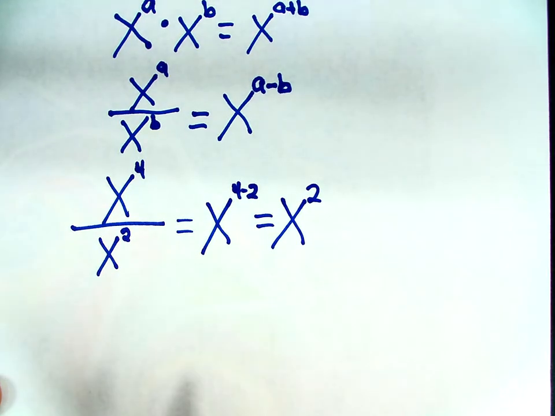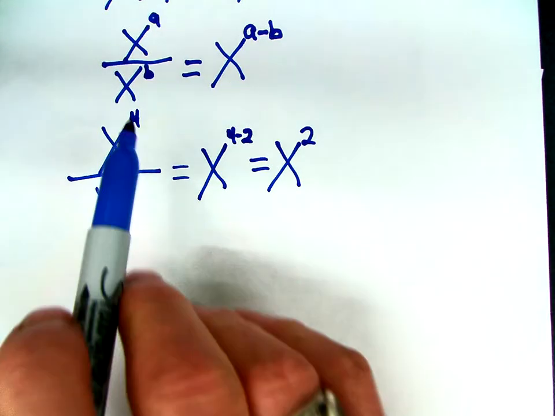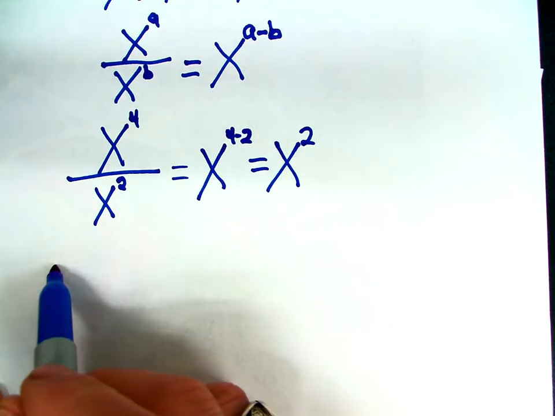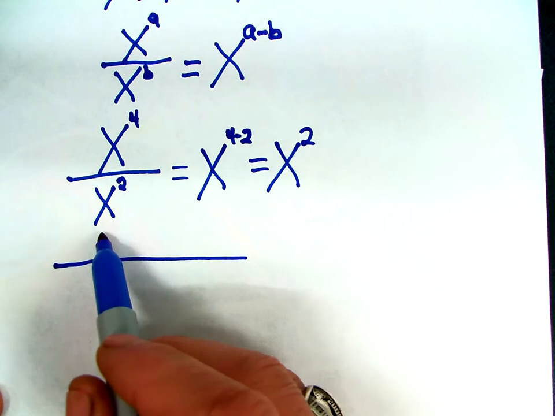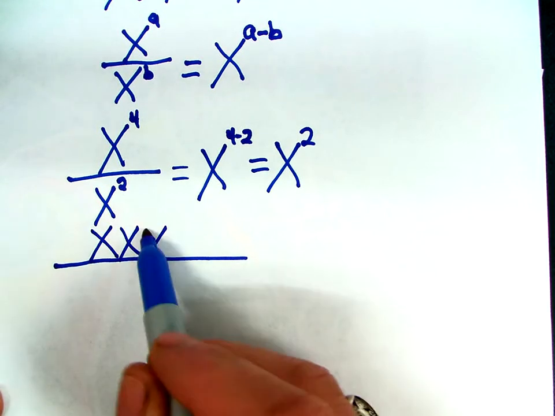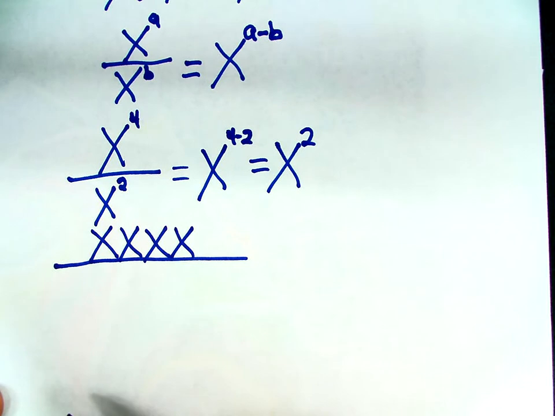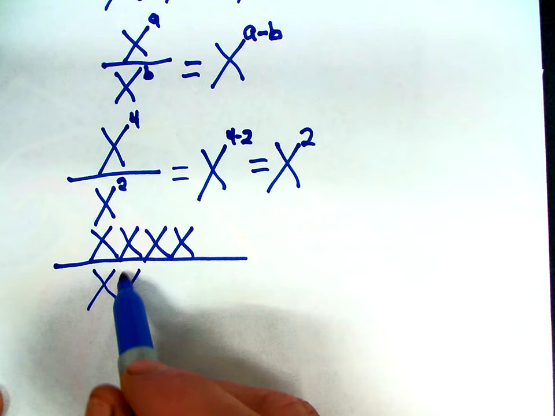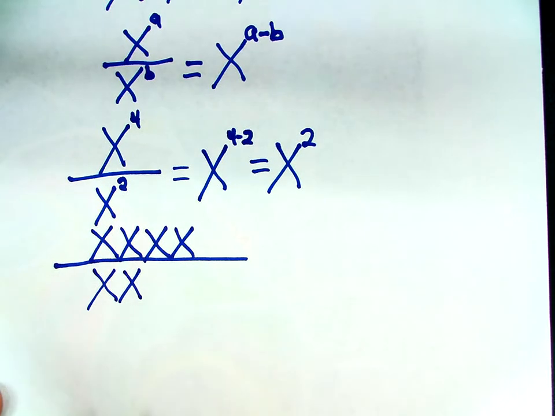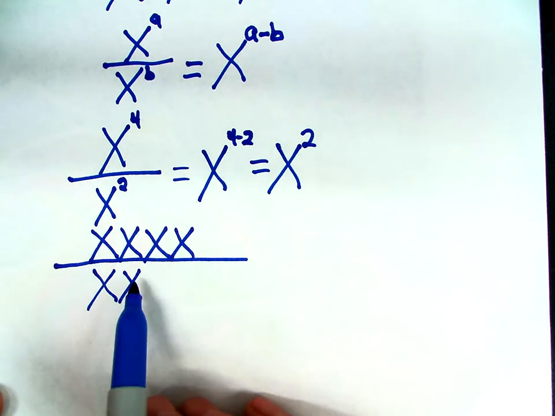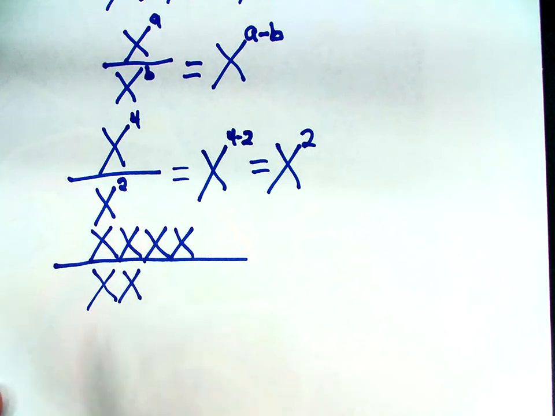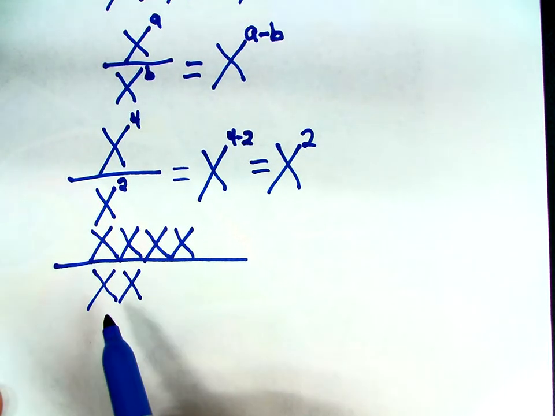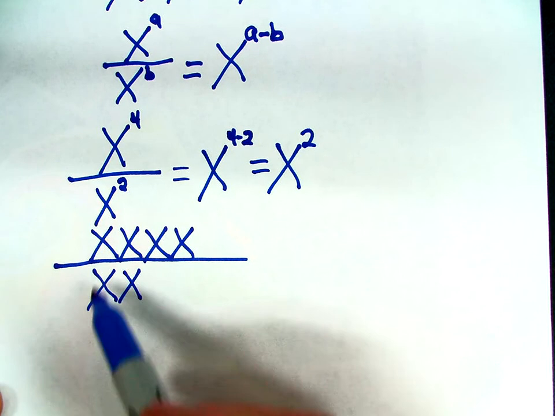Now let's examine this and see why that is. Starting with x to the fourth power in the numerator, that means there are 1, 2, 3, 4 x's in the numerator. X squared in the denominator, 1, 2. Now because everything is being multiplied in the numerator and the denominator, you can go ahead and divide the like items on the top and the bottom. In other words, cancel them out.